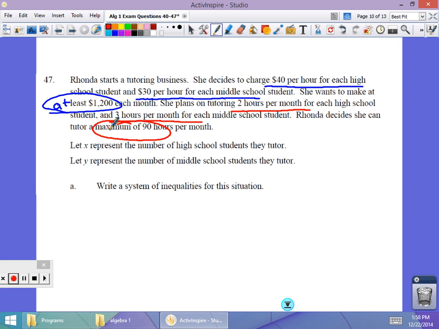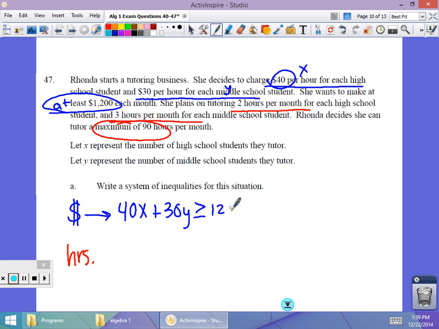Let X represent the number of high school students and Y represent the number of middle school students. Once again, we need to write a system of inequalities. We have our two constraints, money and hours. The money constraint is $40 per hour for each high school student, which is X, and $30 per hour for each middle school student, which was Y, but she wants to make at least $1,200 each month. She wants to make more or equal to $1,200.